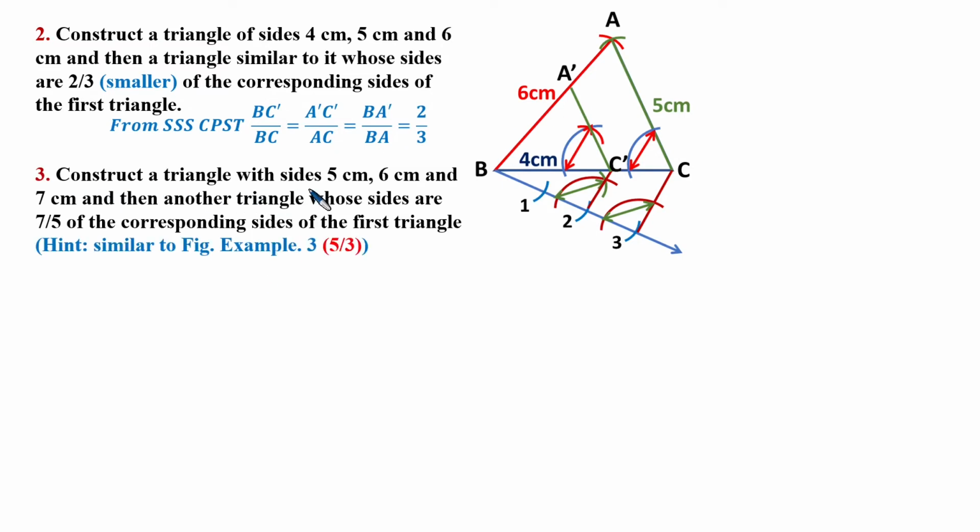Third, construct a triangle with sides 5 centimeter, 6 centimeter and 7 centimeter. And then another triangle whose sides are 7 by 5 of it. So this ratio is greater than 1. So you have to construct a bigger triangle of corresponding sides of the first triangle. So it should be 7 by 5 times the earlier one. So it should be bigger.